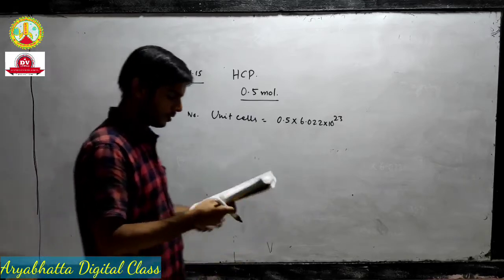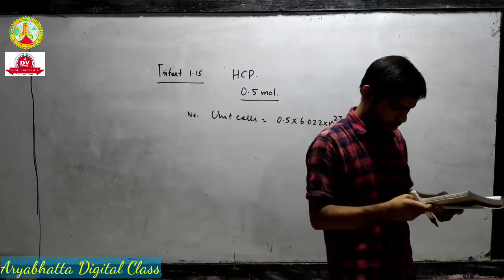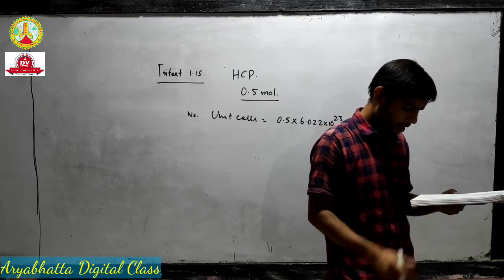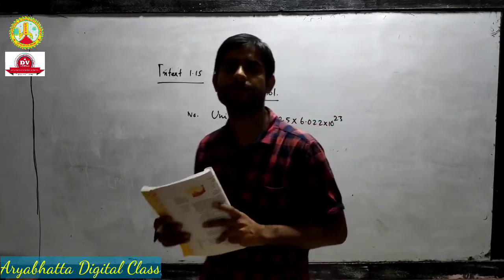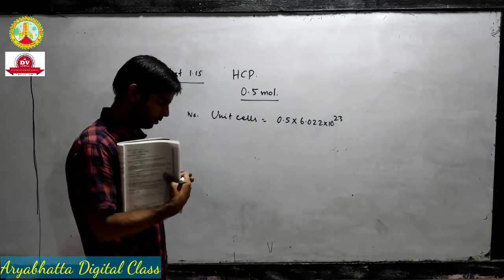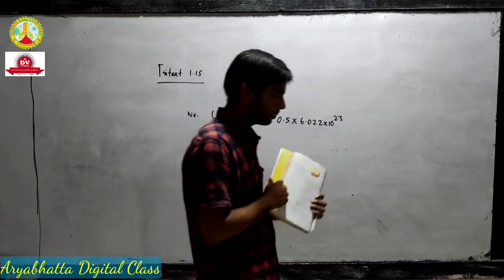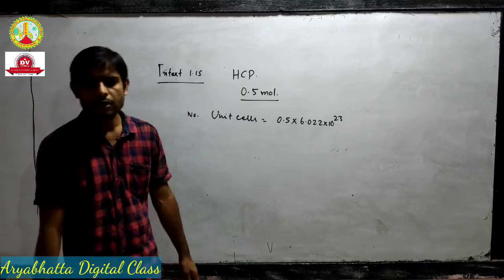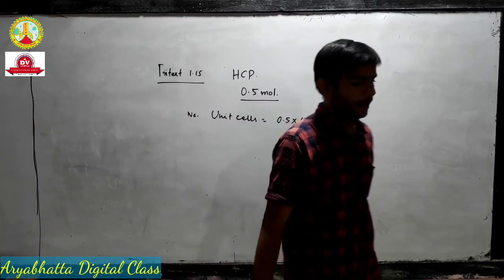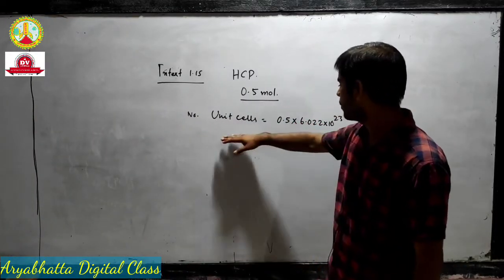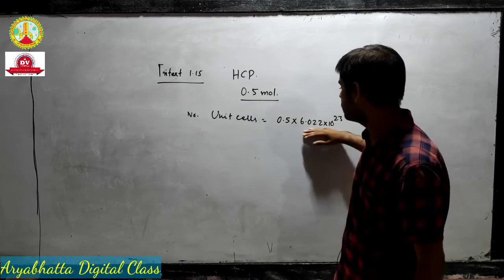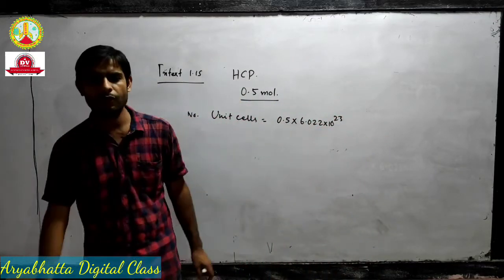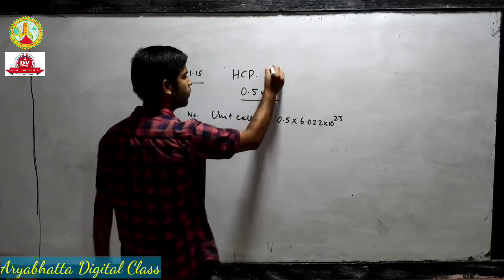Now, how many of these are tetrahedral voids? So it's an HCP structure. In an HCP structure, this is the number of unit cells that will be formed. And how many atoms are there in HCP? 4.